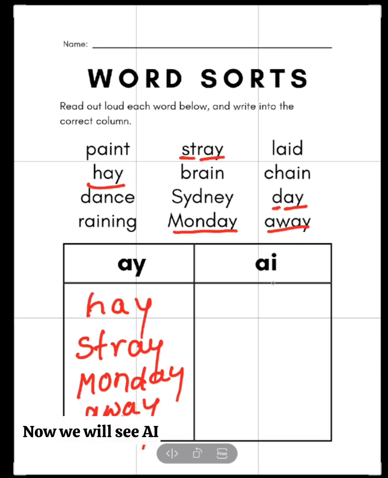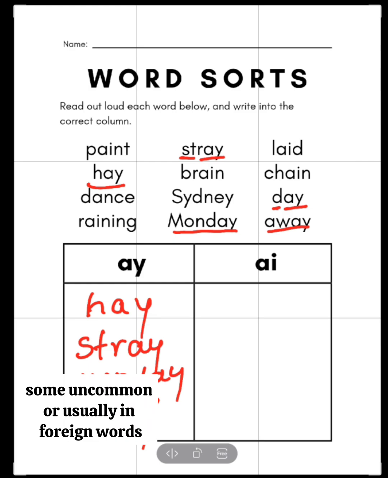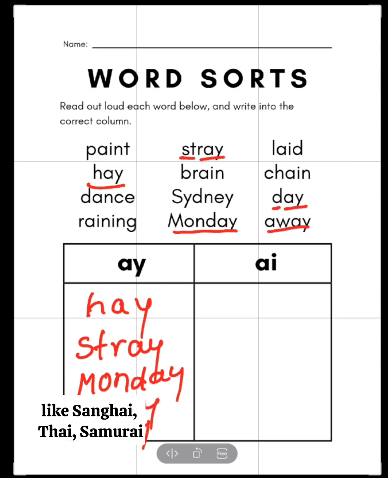Now we will see AI. AI also has the long A sound. Okay, so you can find AI most commonly in the middle, and at the starting also, but there are few words. And some uncommon ones are usually foreign words like Shanghai, Thai, samurai. So these are where you can find AI at the end. Okay, so here we are going to find out where the AI words are.